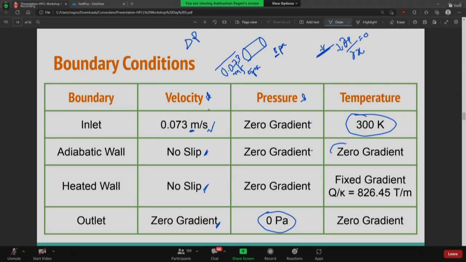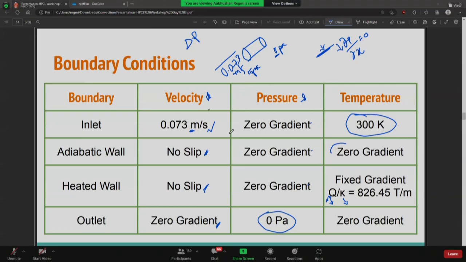Hello, sir. In the heated wall boundary condition where you have given fixed gradient, how will we specify the heat flux? Like Q by K. What is K? K is the thermal conductivity, Q is the heat flux. Okay, sir. Thank you.